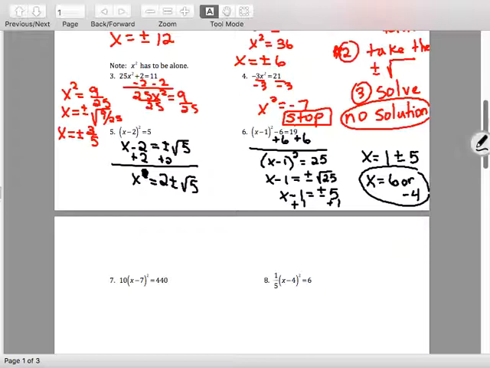Wait, negative 4? I did 1 minus 5. Wouldn't that be a positive 4? No, I'm taking away 5. I only have 1, and I'm taking away 5.